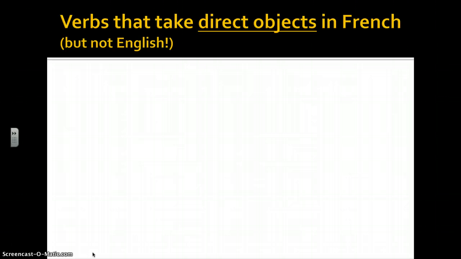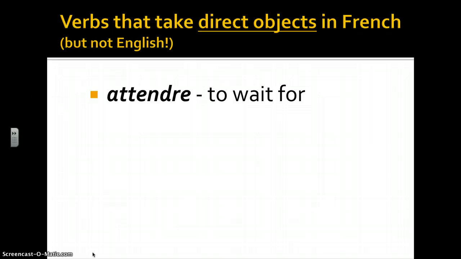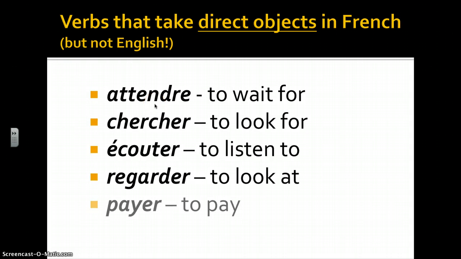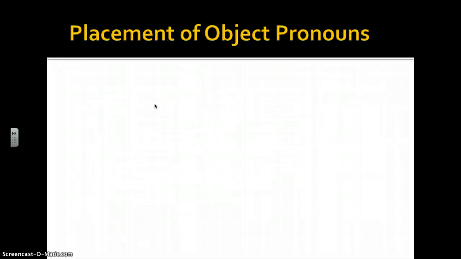Here's a list of verbs that take direct object pronouns in French, but it would be a little different in English. For example, we've talked about attendre, to wait for. That would take an indirect object in English, but in French, the "for" is built into the meaning of attendre, so we don't have to worry about it. Here's a few more that should look familiar. Oh, there they are. So let's talk about where these object pronouns go.